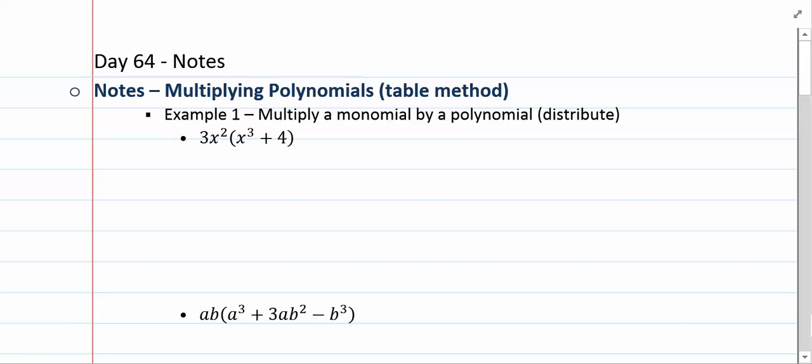Day 64 notes, Advanced Algebra 2. Today we're getting back into the algebra with polynomials, less about the graphing of polynomials, but more about the actual math and the algebra techniques that we use with them.